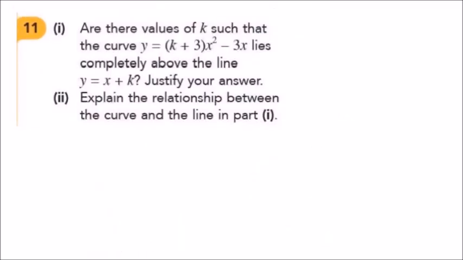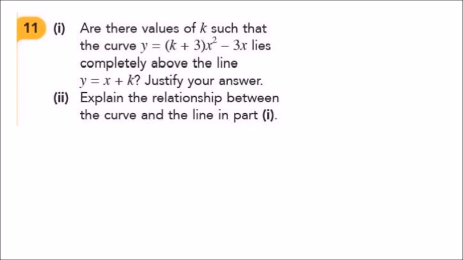Right, let's look at question 11. It's a rather interesting question. You're asked to find if there are any values of k such that the curve lies completely above the line y equals x plus k. In this case, we do not know if the curve lies completely above the line. It's not a fixed piece of information, so hence we cannot use b squared minus 4ac less than 0.